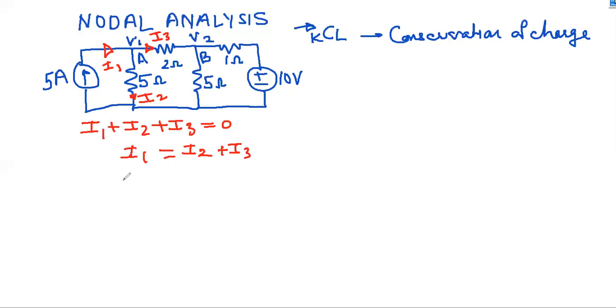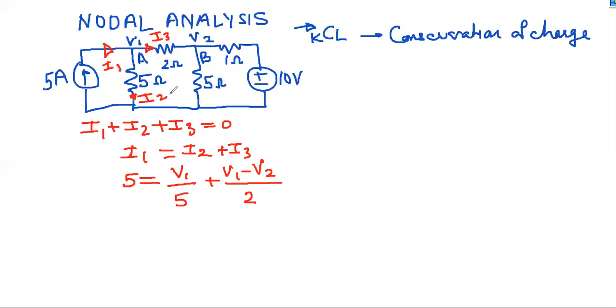So in the given circuit, we directly identify the value of I1 as 5 ampere. Then the value of I2 is V1 upon 5. Then the value of I3 is V1 minus V2 divided by 2, because the reference node is V1, so V1 is at positive potential and V2 is at negative potential. So the equation is 5 equals V1 upon 5 plus V1 minus V2 upon 2.